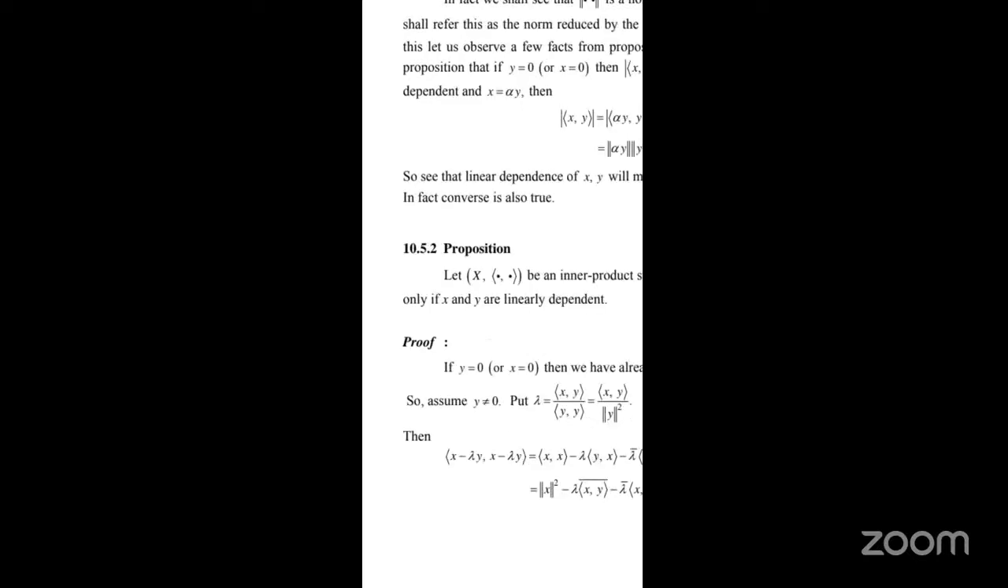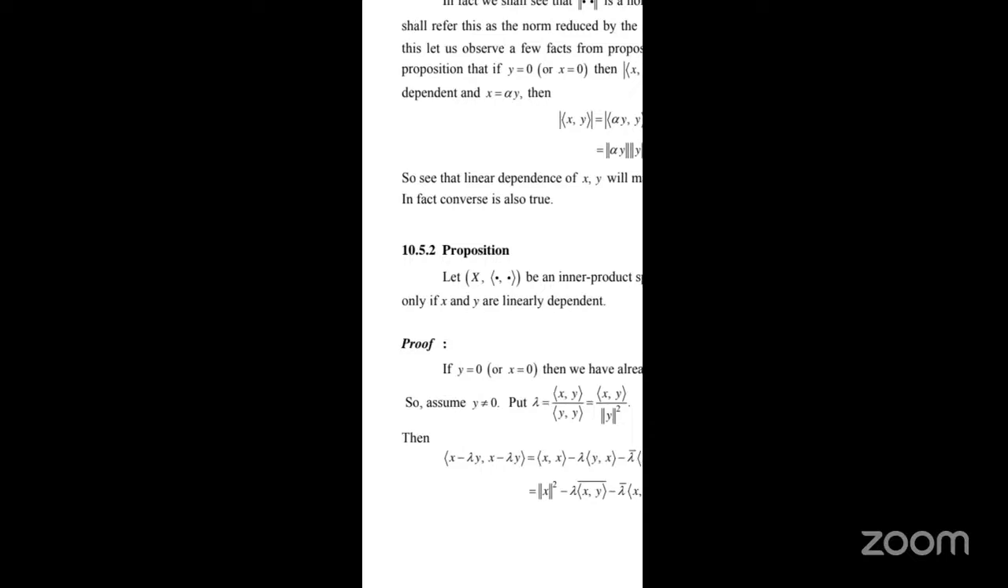Suppose x and y are linearly dependent. We must prove that the absolute value of the inner product of x and y equals norm x into norm y. Now this theorem is very important. It depends completely upon the Cauchy-Schwarz inequality. You must refer to proposition 10.5.2. This representation is also very important. Let us see the proof. This proof is considered in the same manner as the above theorem.